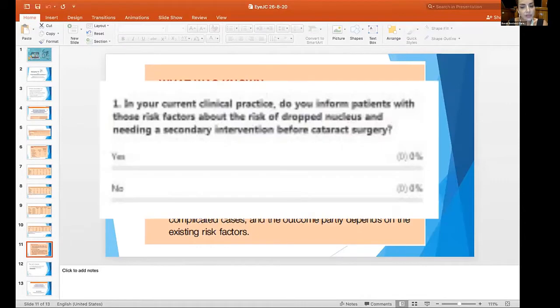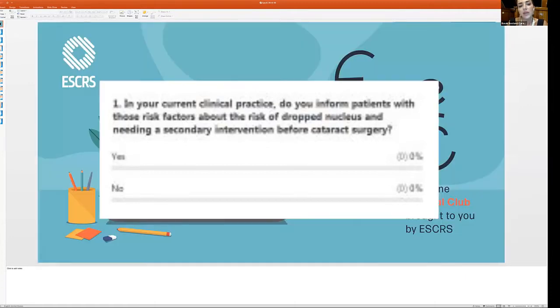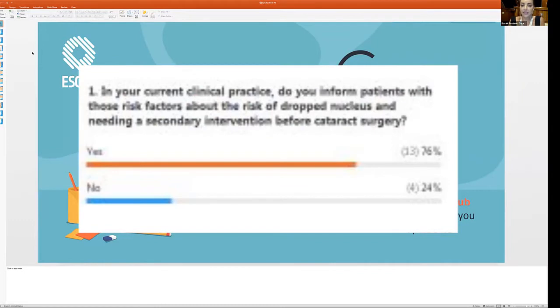Okay, can we have the second question, please? In your current clinical practice, do you inform patients with those risk factors about the risk of dropped nucleus and needing a secondary intervention before cataract surgery? 76% said yes. Okay, great.